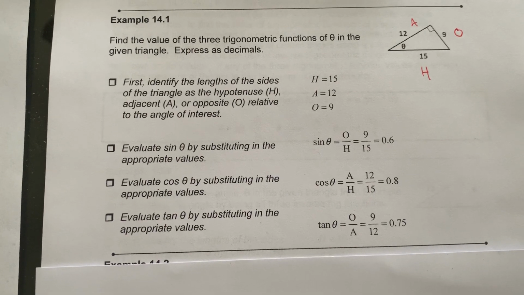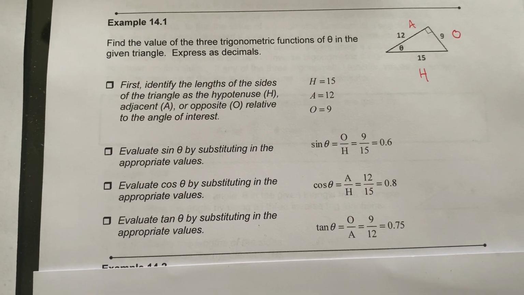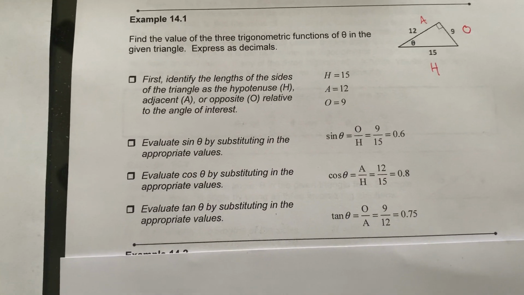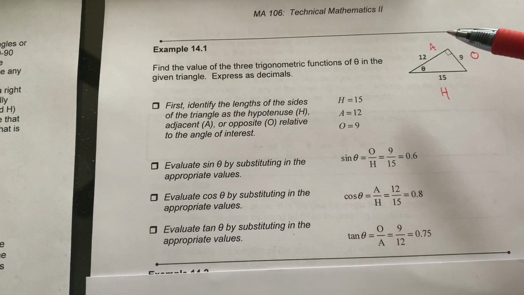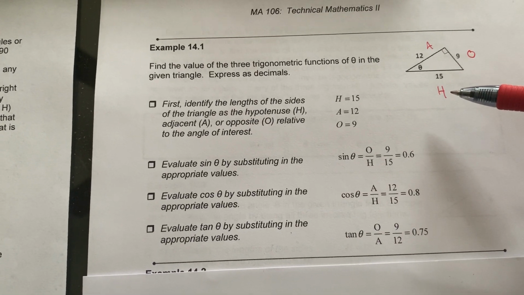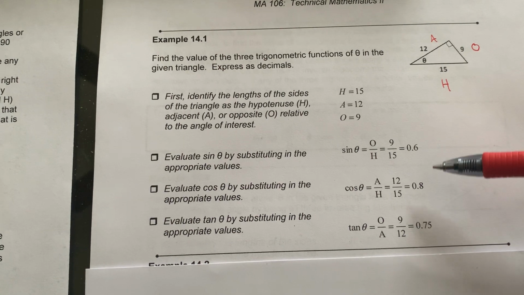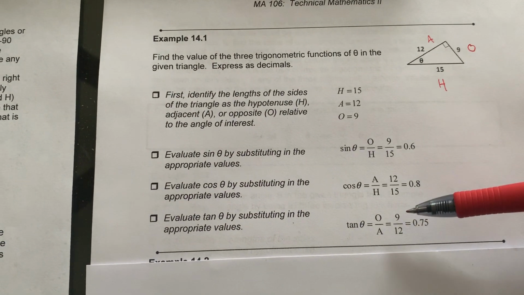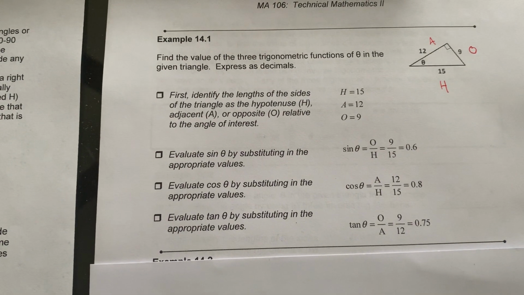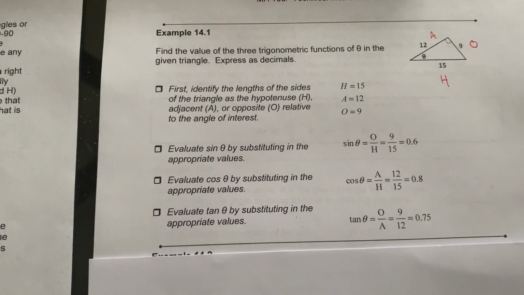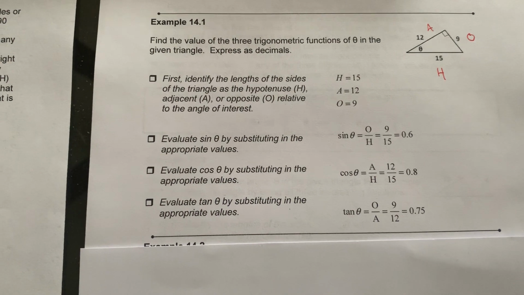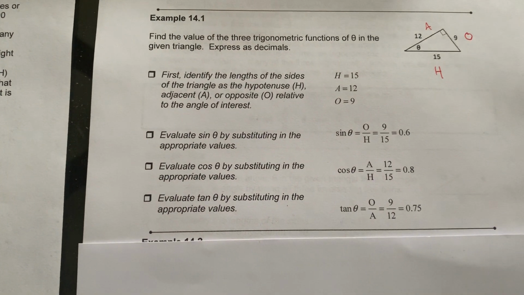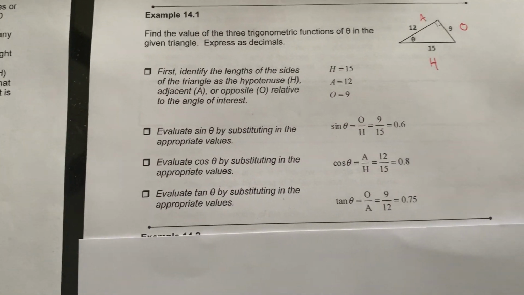Similarly for cosine and tangent. Cosine is the adjacent over the hypotenuse. The adjacent here is 12, the hypotenuse here is 15. So 12 over 15 would be 0.8. Tangent, opposite over adjacent, so 9 over 12 would be 0.75. So we can run this stuff and get these values pretty quick, provided we know all the different side lengths.